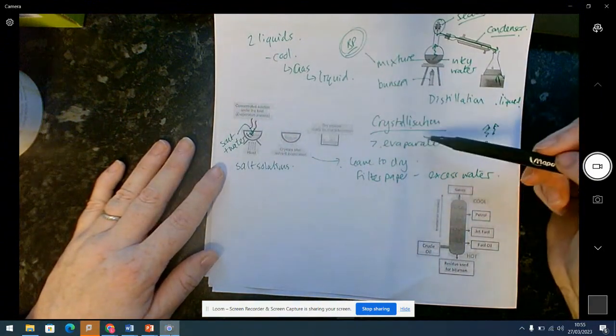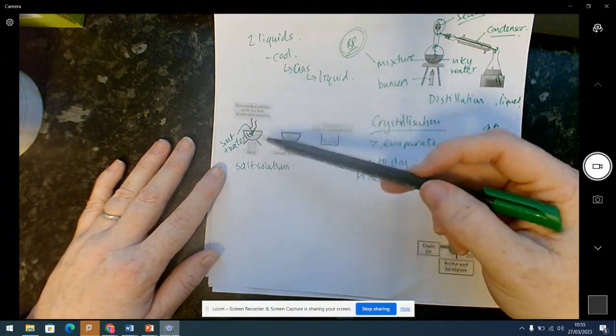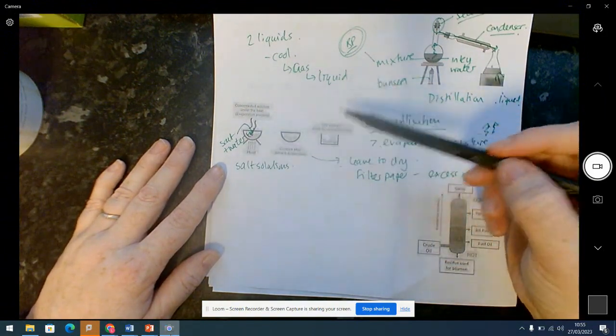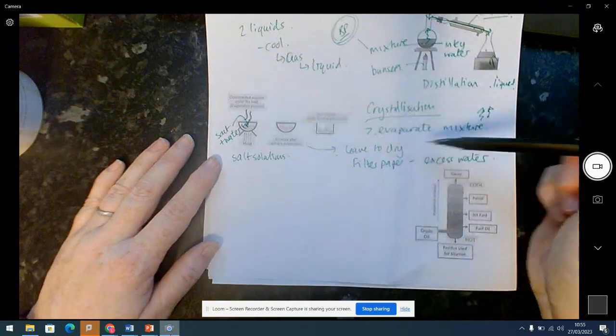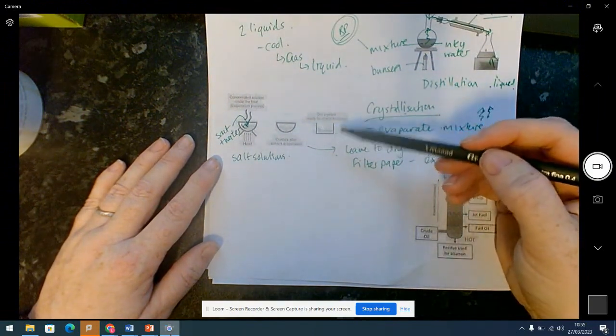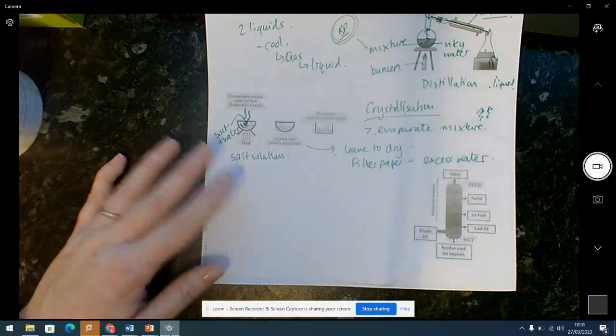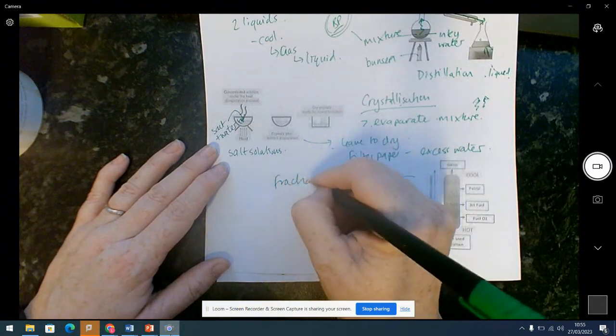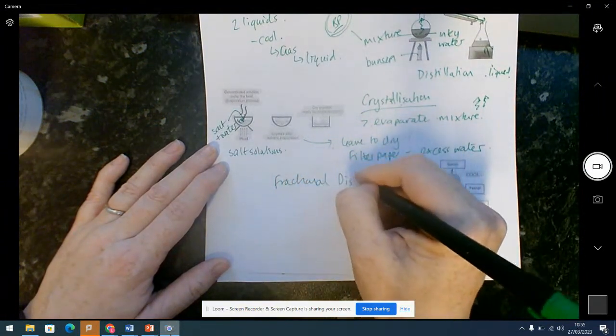So the key thing for crystallization is evaporating the liquid, leaving behind the salts. We then have to leave to dry, and then we can remove any excess water by dabbing with filter paper, and then we get our dry crystals formed as a result. This here is fractional distillation, which is in paper 2.